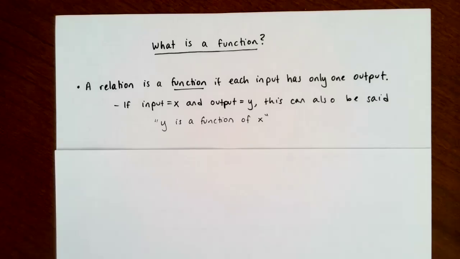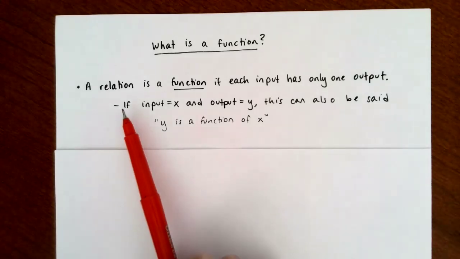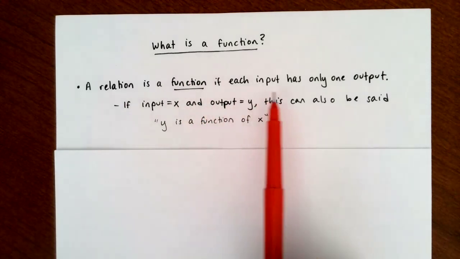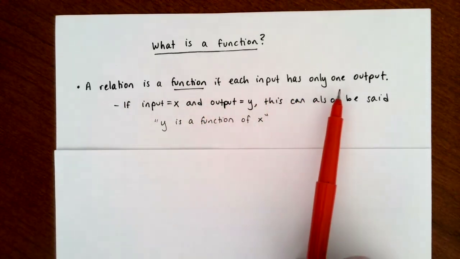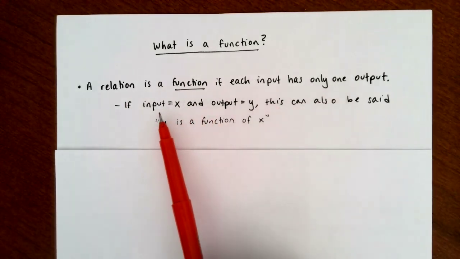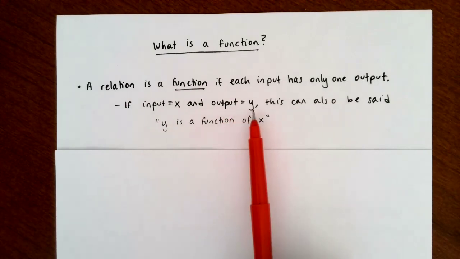Let's talk about what functions are. So the official definition is that a relation qualifies as a function if each input has exactly one output. So in the normal setup, we're assuming the inputs are x's and the outputs are y's.